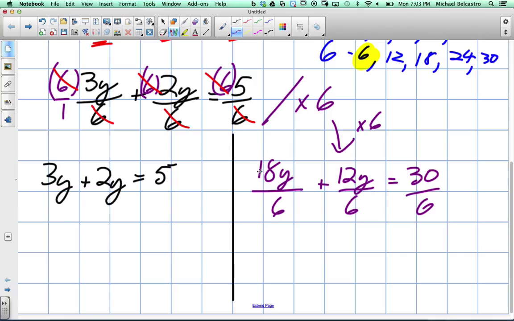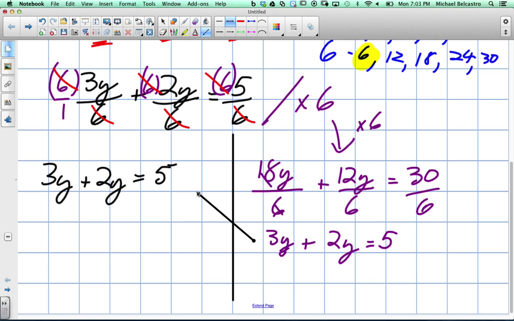So this cancels out and becomes 3y, and you could say over 1 if you want. We don't need to divide anything by 1. It doesn't change anything, right? So 18y divided by 6 is 3y. 12y divided by 6 is going to give us 2y. And 30 divided by 6? 5. Boom. And there you go. We've pretty much gone from there to there. So we didn't really have to do that step. Once we see that these numbers are the same, they cancel out and we're over here.